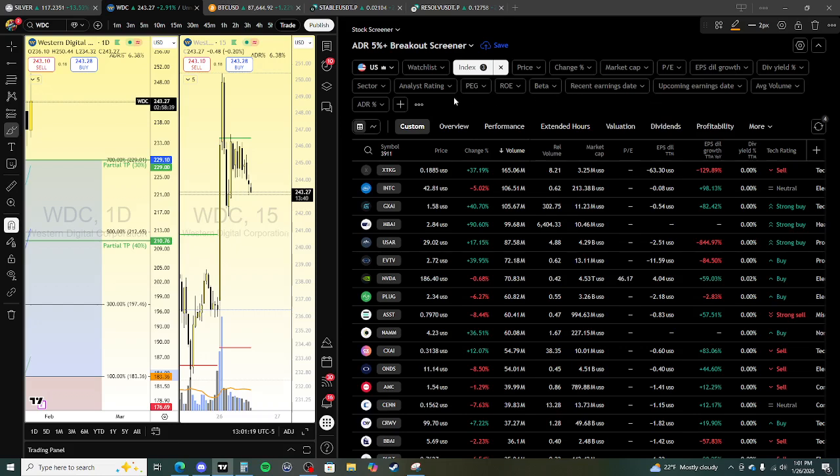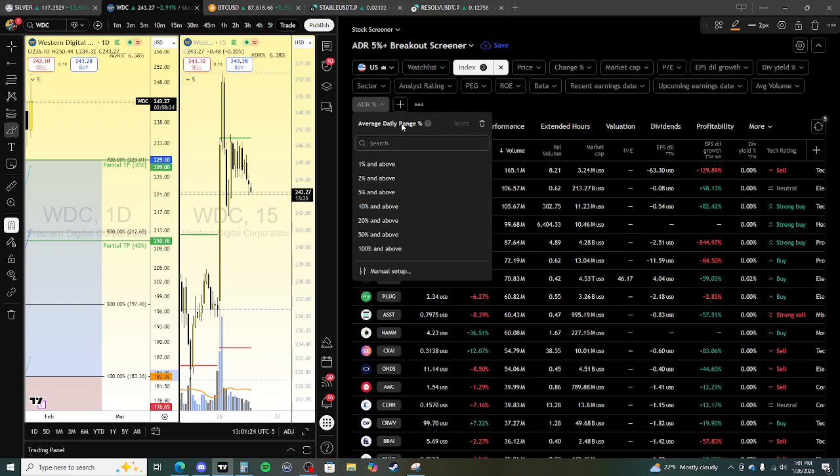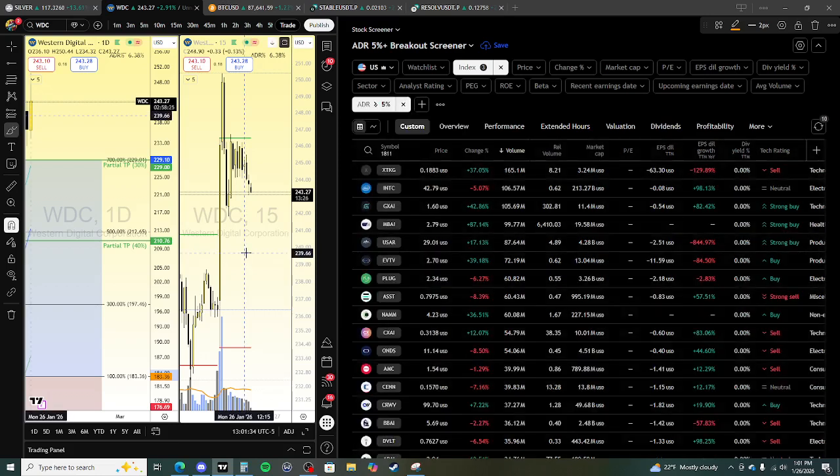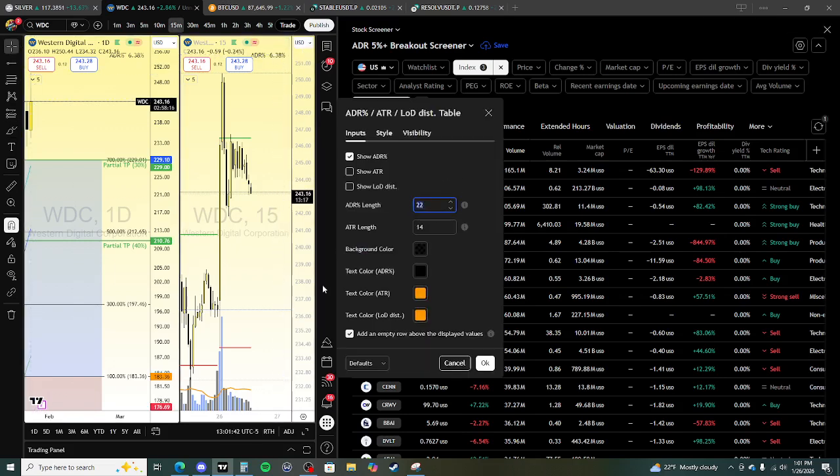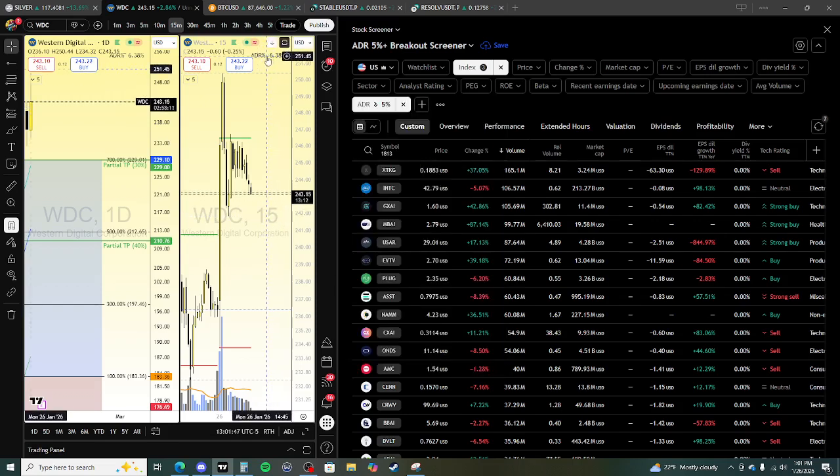Then I like to get an ADR percentage here. This is actually quite important. This is maybe the most important thing. I want an ADR, which is the average daily range, to be a minimum of 5% or higher. So what does that mean? Essentially, if you have an average daily range, and I have it set on my indicator here for 22 days, I cut out the weekends, you have an average daily percentage move of 6.38%.